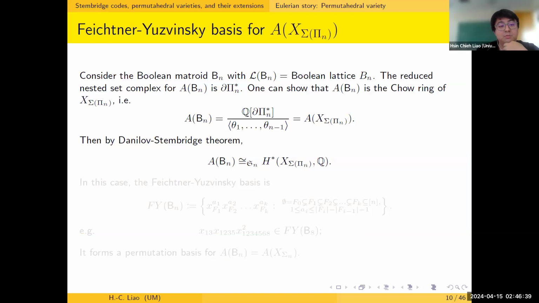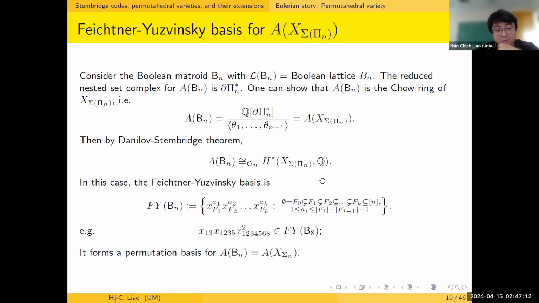So with this theorem, now we consider our matroid to be the Boolean matroid. In this case, the lattice of flats is the Boolean lattice. And it turns out the reduced nested set complex for this Chow ring is exactly the boundary of a dual permutohedron. And one can show that the Chow ring of the Boolean matroid is exactly the Chow ring of the permutohedral variety. And so by Danilov and Stembridge's theorem, they are isomorphic as modules.